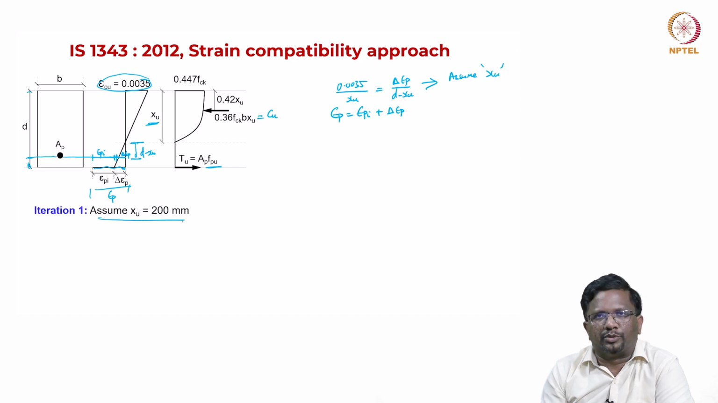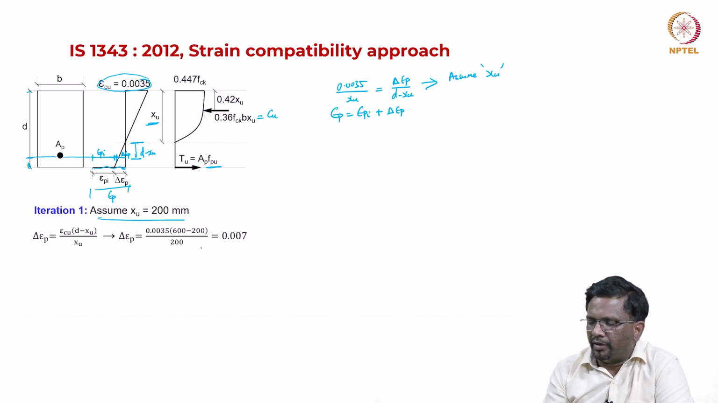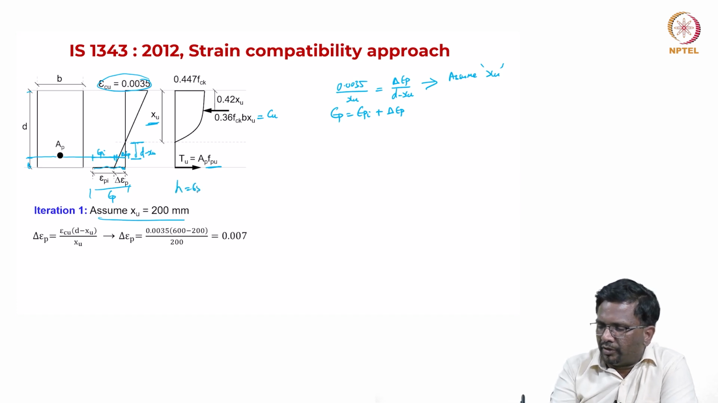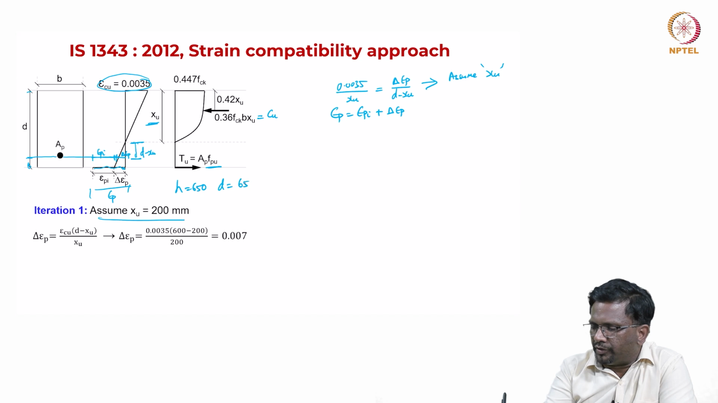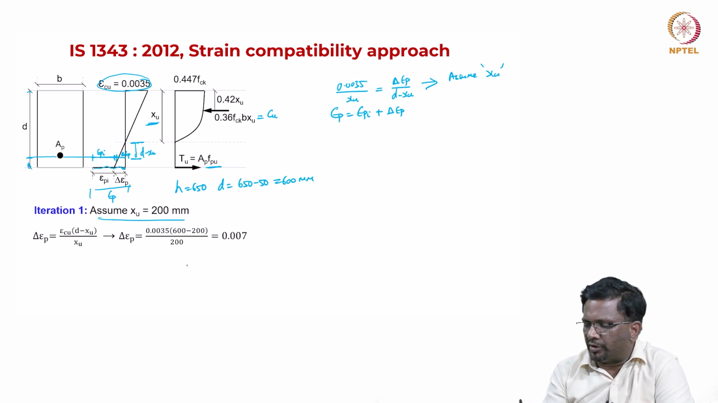We are going to assume Xu is equal to 200 millimeter, and then delta epsilon P from strain gradient we can get like this, and we substitute this value for epsilon Cu 0.0035, and D is equal to 600 that we have taken, because overall depth H is 650, right, and D is 650 minus 50, which is 600 millimeter. And Xu we have taken to be 200. So, if you substitute that, the strain gradient value at the level of pre-stressing steel is 0.007. This is your delta epsilon P.